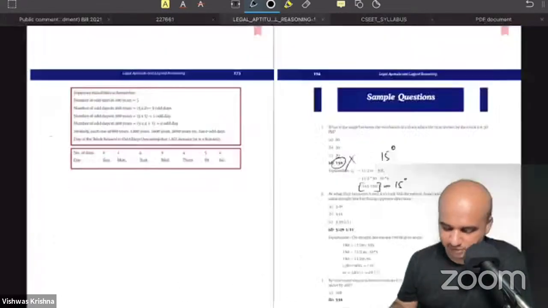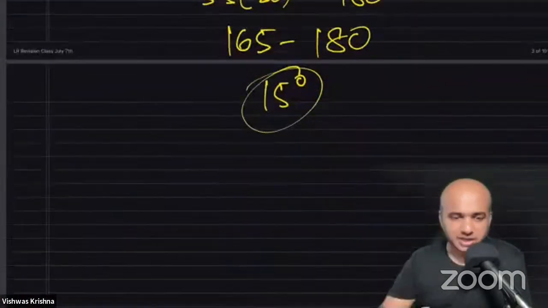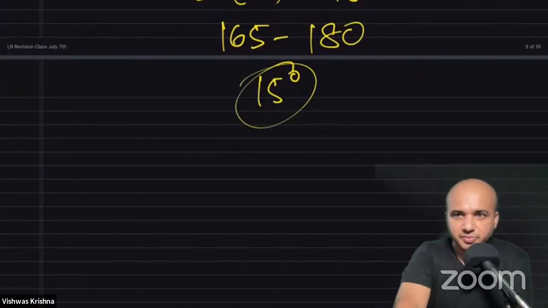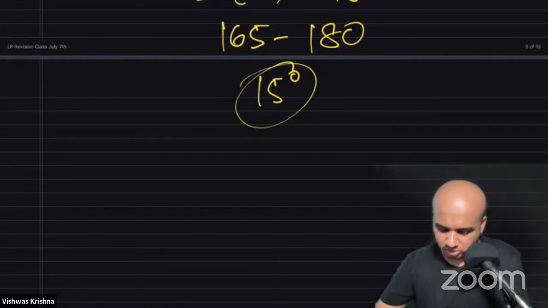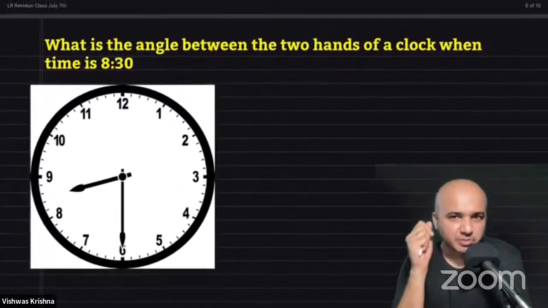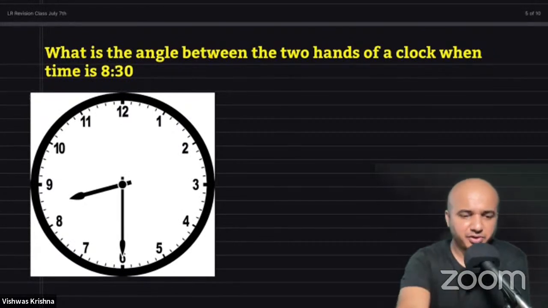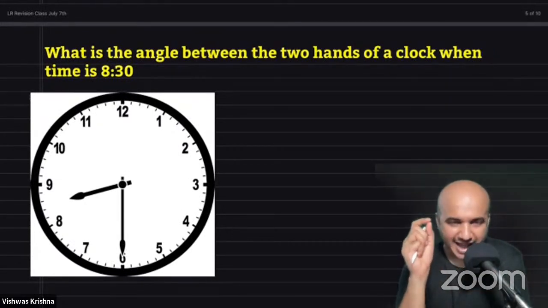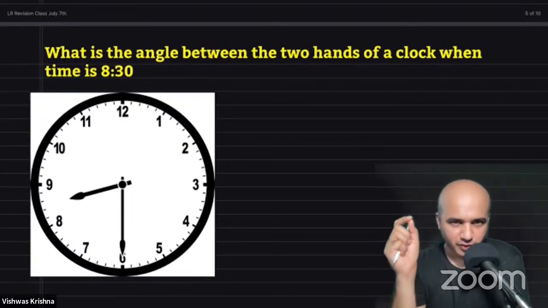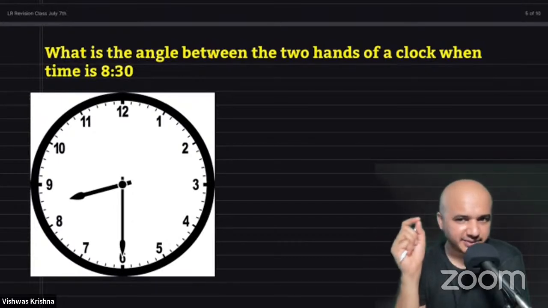I just wanted to set that thing right. So that is done. Let's get back to the clock question. Next one. Okay, let's move on to the next one. What is the angle between two hands of a clock when the time shown is 8:30 a.m.? p.m. doesn't make any difference. What is the angle between the two hands of a clock when the time is 8:30?